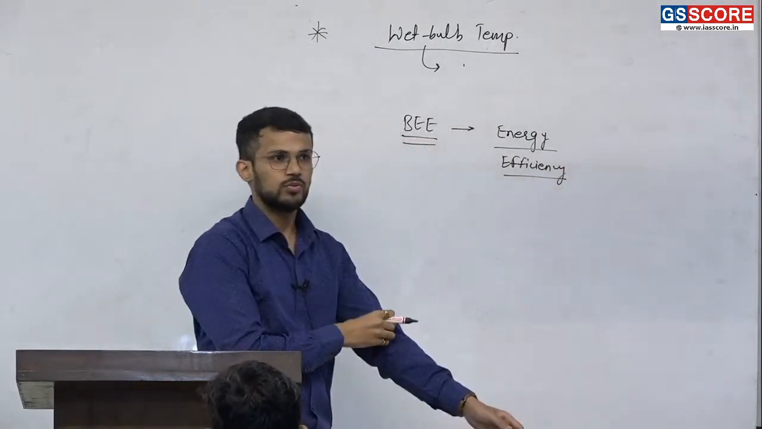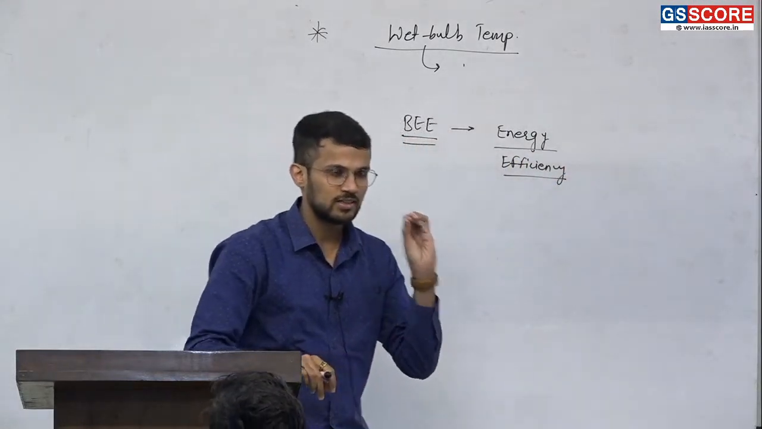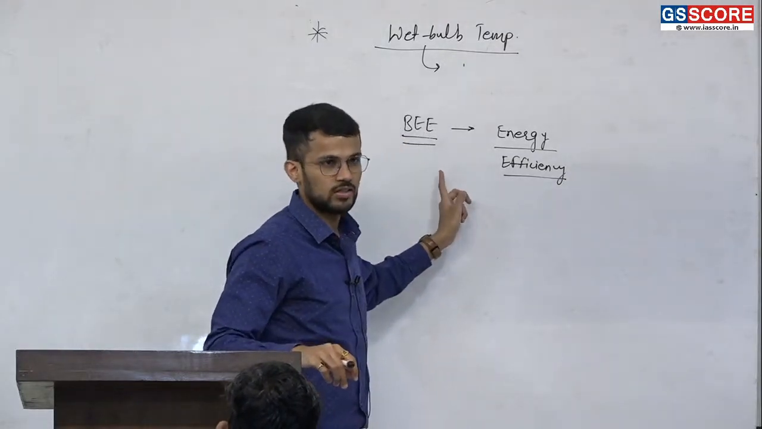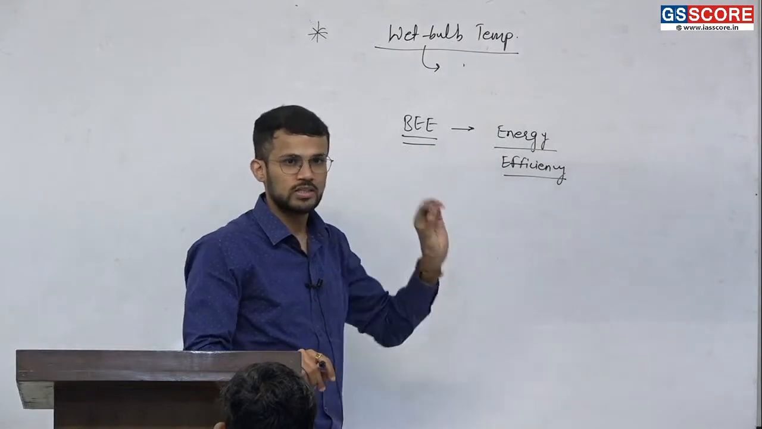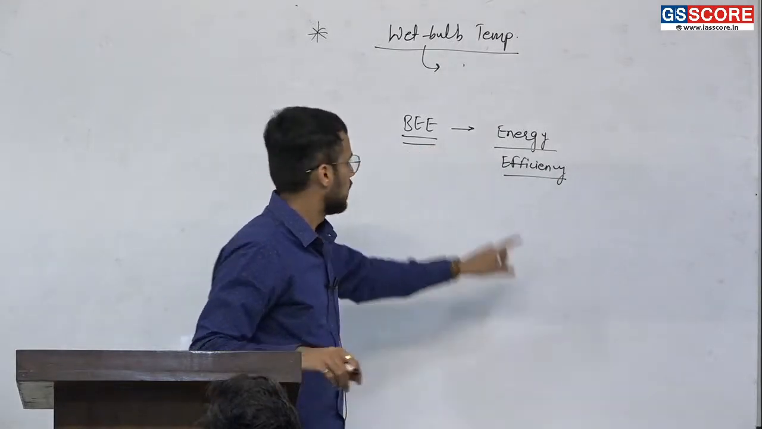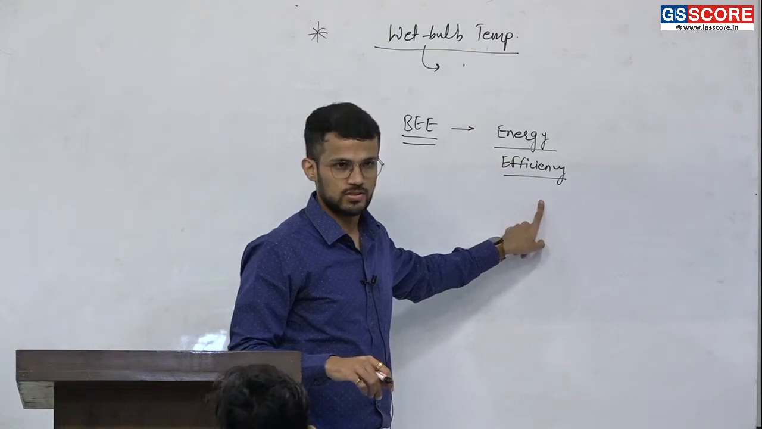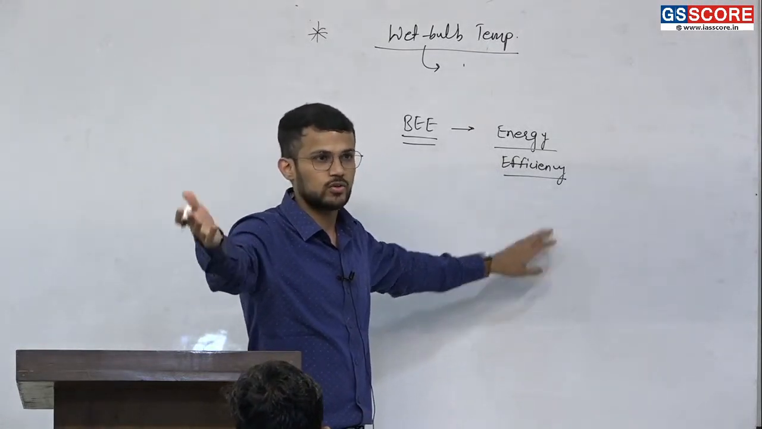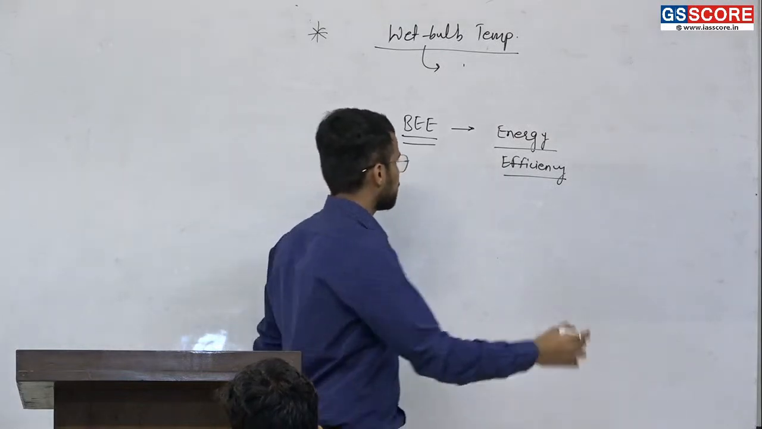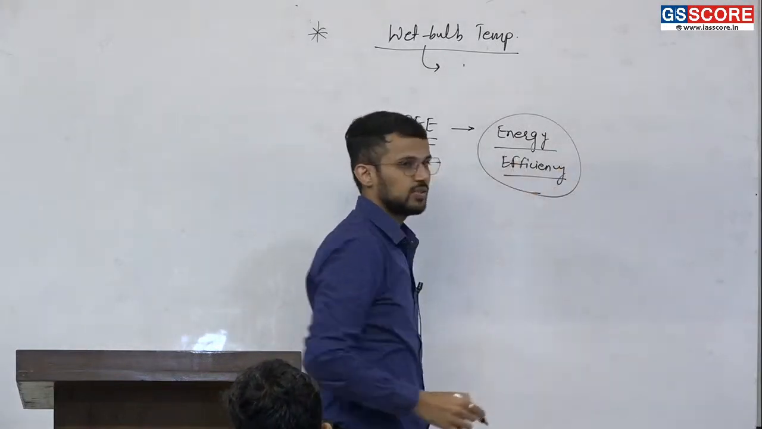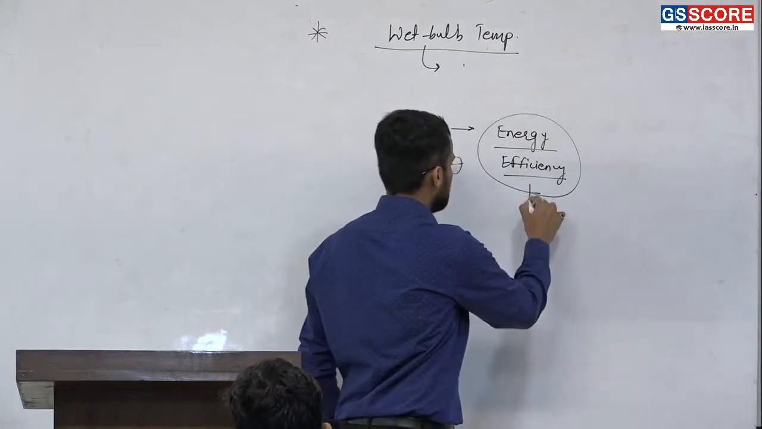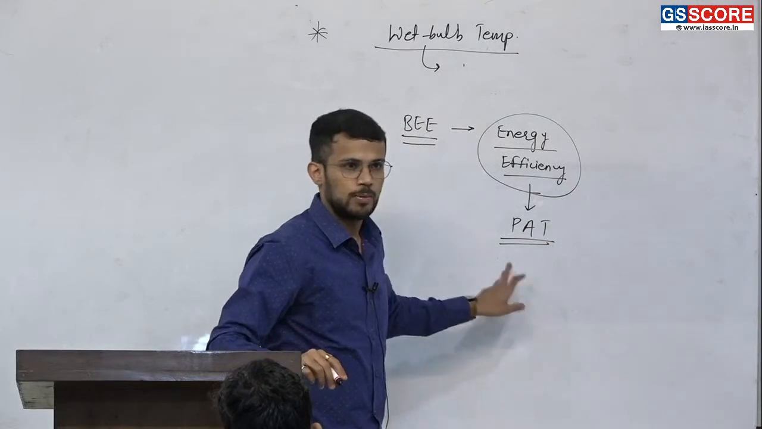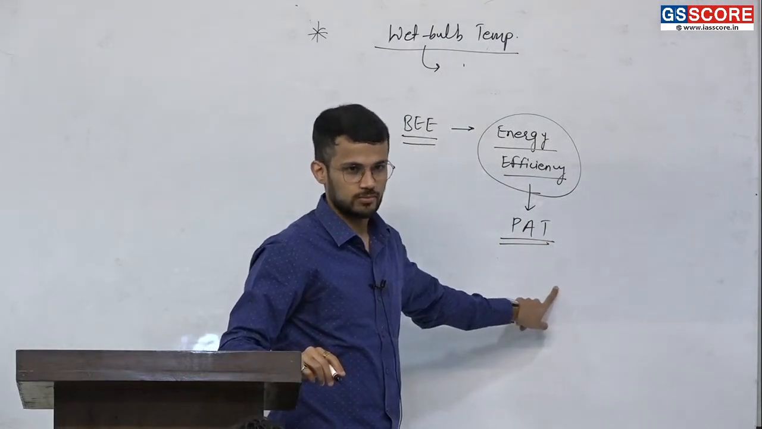Right? That means we should make sure that our energy intensity reduces. And that is the mandate of the Bureau of Energy Efficiency. It works to increase the potential of India in energy efficiency. And that's why it comes up with these standards, ratings for electronic devices. Fine. So, in order to achieve energy efficiency in India, BEE implements one scheme called Perform, Achieve and Trade.